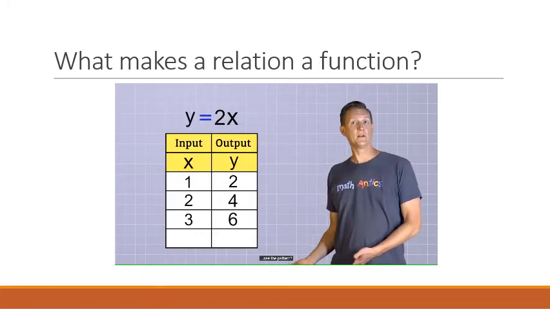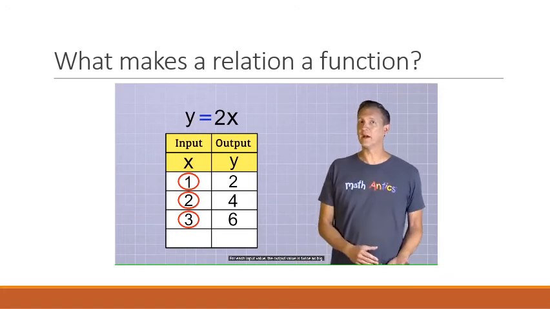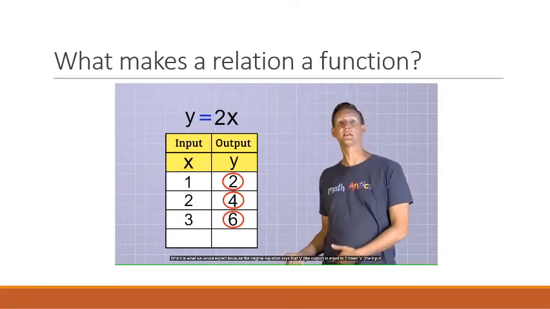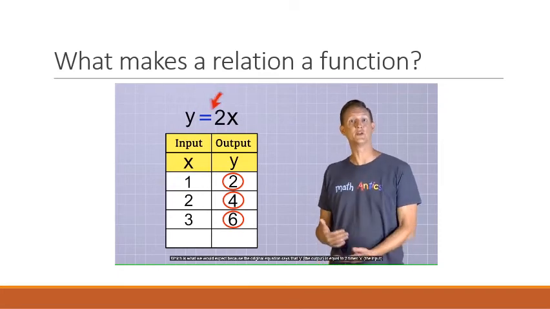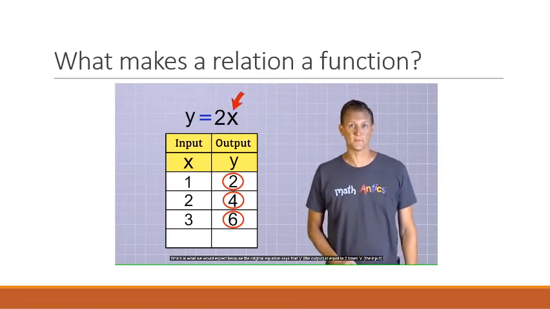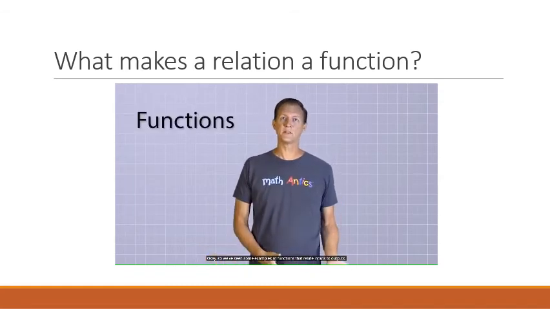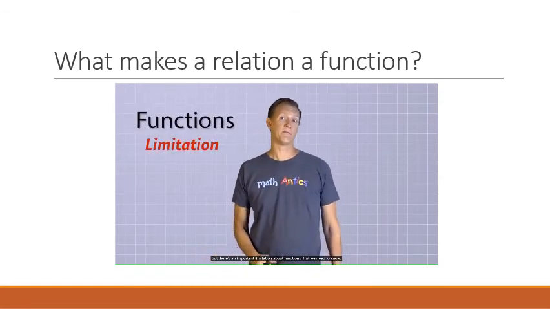See the pattern? For each input value, the output value is twice as big, which is what we would expect because the original equation says that y, the output, is equal to 2 times x, the input. Okay, so we've seen some examples of functions that relate inputs to outputs, but there's an important limitation about functions that we need to know.